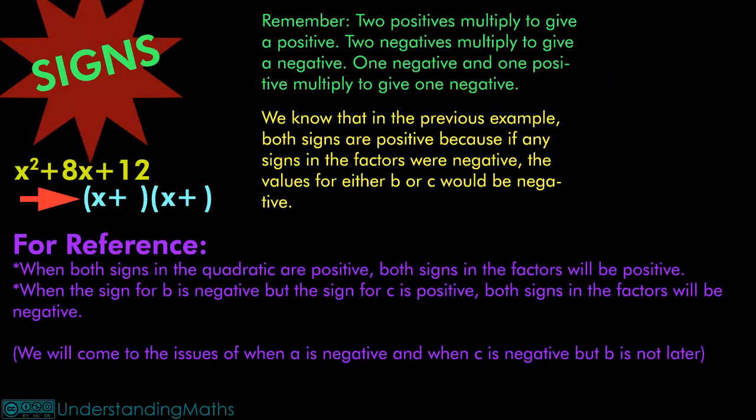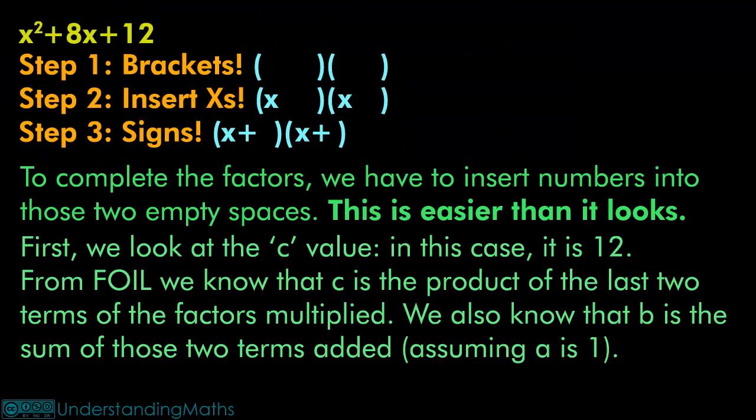A quick interjection dealing with signs. We have to remember the rules of positives and negatives when multiplied. We know that in this case, both signs in the factors are positive, because all signs in the quadratic are positive. For reference, when both signs in the quadratic are positive, both signs in the factors will be positive. When the sign for b is negative, but the sign for c is positive, both signs in the factors will be negative. We will come back to the issues of when b is negative and c is negative, but b is not, later. Now, back to our set of factors.